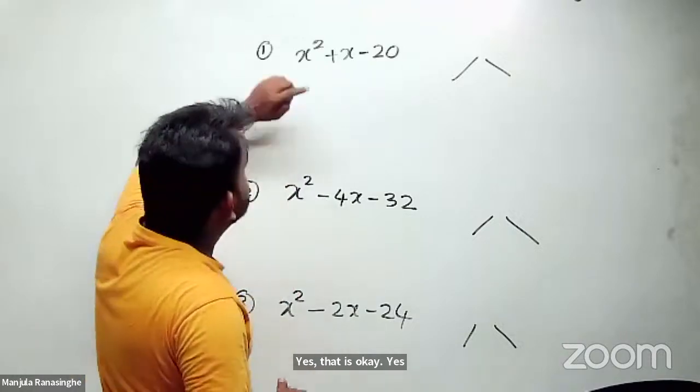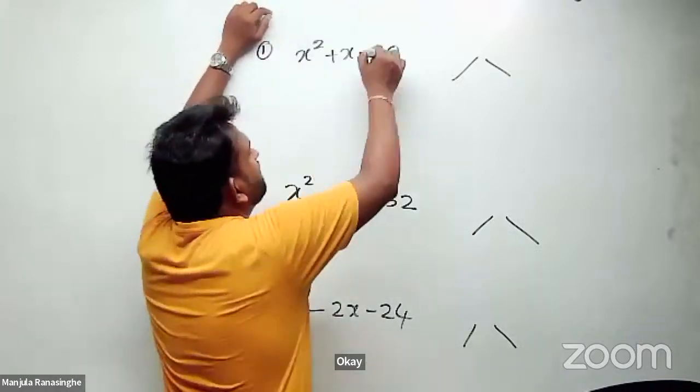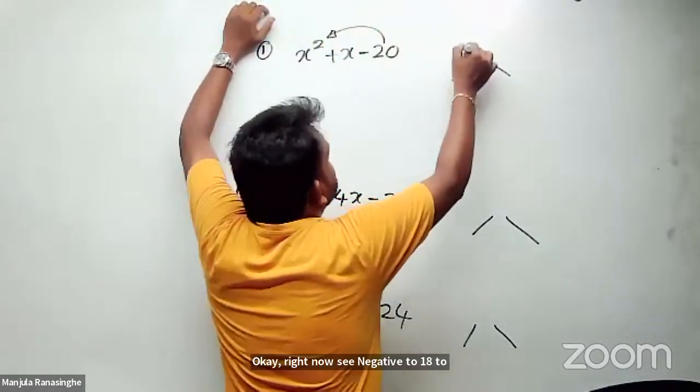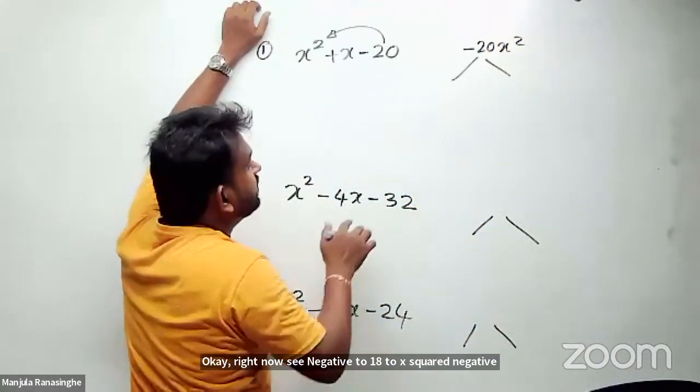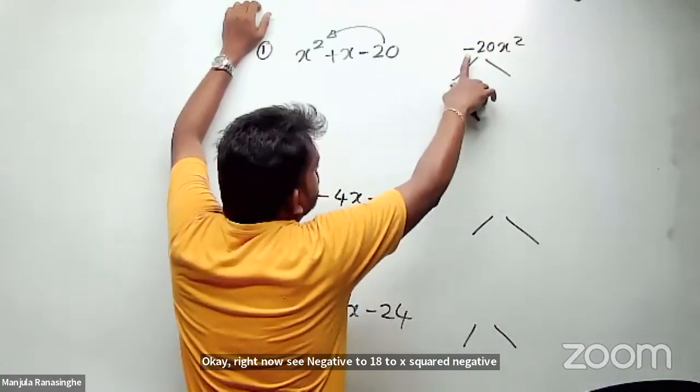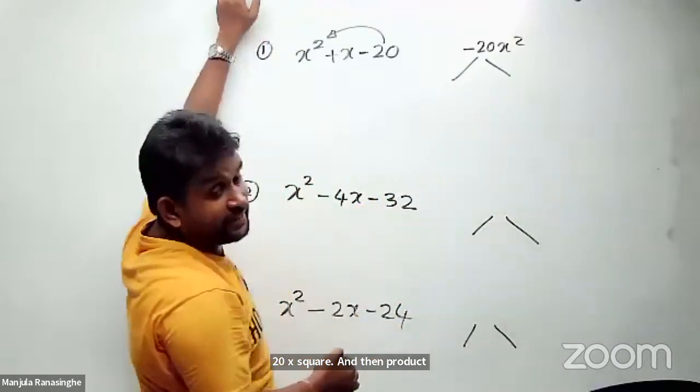Okay. Right, now see, negative 20 into x squared, negative 20x squared. Okay, that is done. And then product. Negative means one is positive, one is negative.